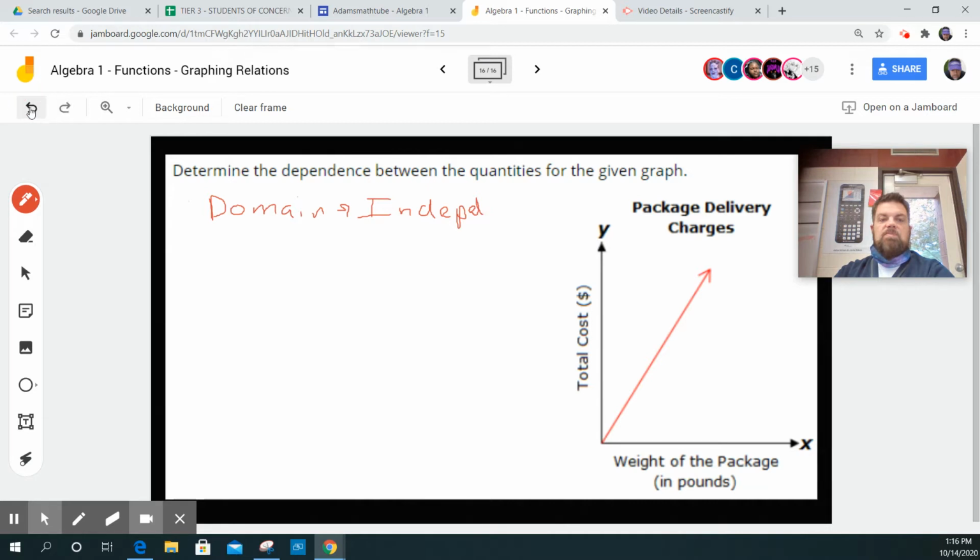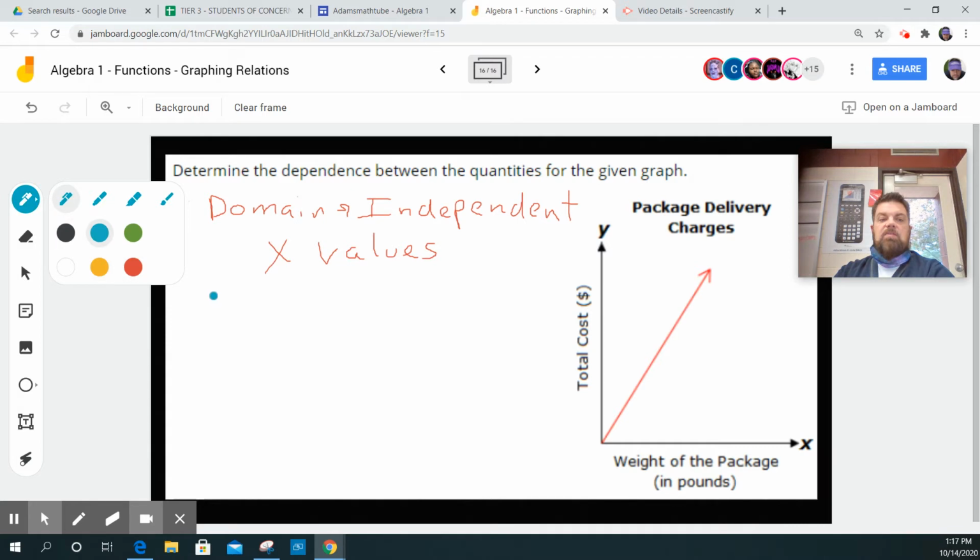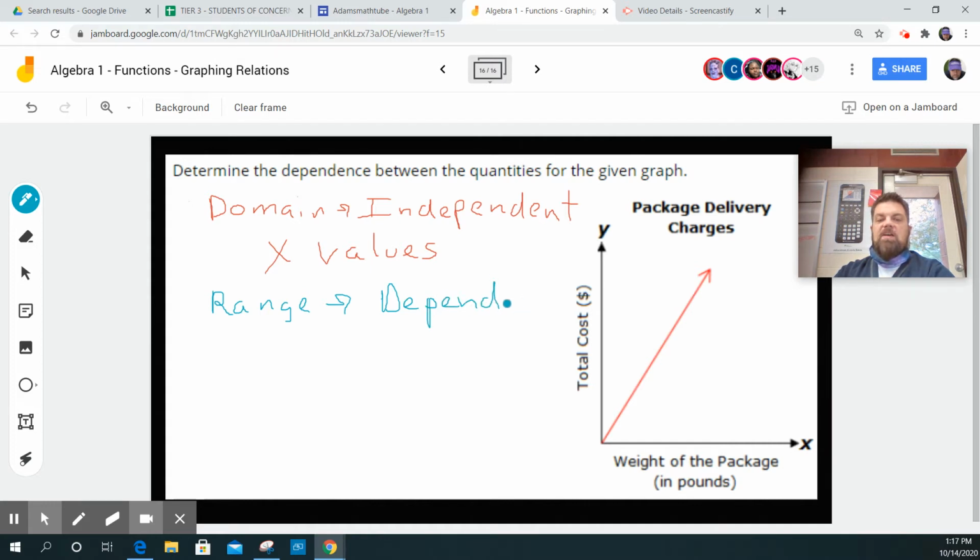I totally misspelled independent. Independent. And that's the x values. And then what about the range? Yeah, so the range is the dependent quantity, not quality. And what is that usually? All the possible y values, right? Good.